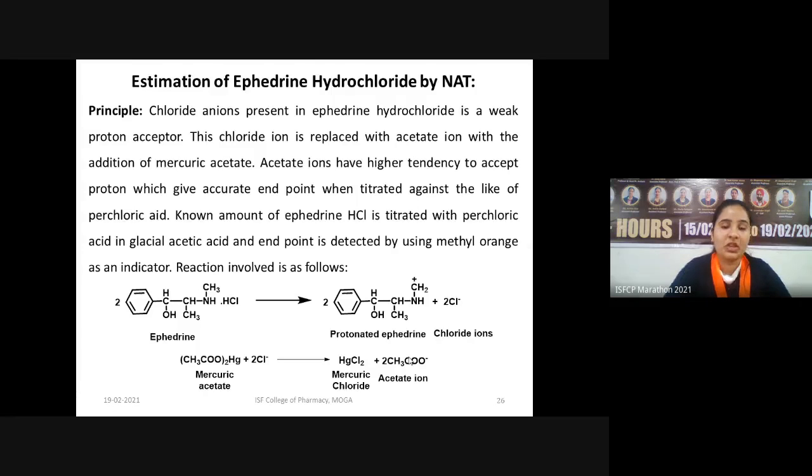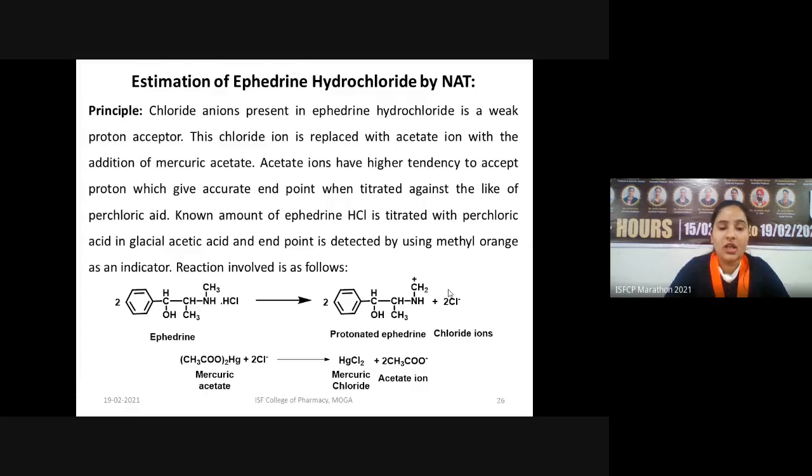So here we have estimated the strength of ephedrine indirectly by, first of all, dissociating chloride ions. The number of chloride ions is exactly equal to that of ephedrine present, and the chloride ions have been replaced by an equal amount of acetate ions. Since the acetate ions are a much stronger base, they can give us a more accurate endpoint. So hence this estimation will be done.